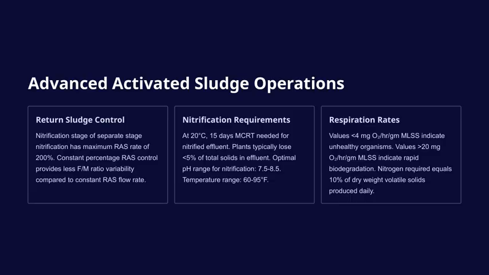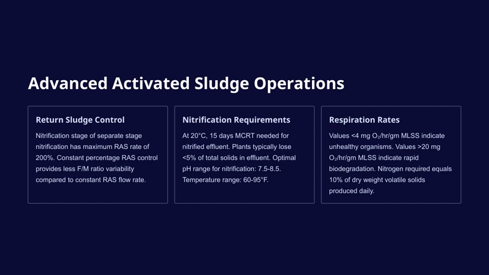Let's take a closer look at advanced activated sludge operations, starting with return sludge control. In the nitrification stage, particularly with separate stage nitrification, the maximum return activated sludge rate is about 200%. This means we can recycle a significant portion of the sludge to maintain optimal biological activity. Using a constant percentage RAS control helps stabilize the food-to-microorganism ratio, or FM ratio, more effectively than just keeping the RAS flow rate constant, which can lead to greater variability.